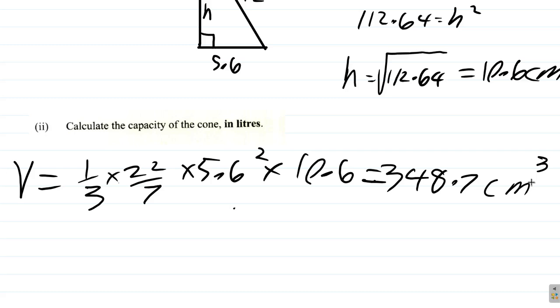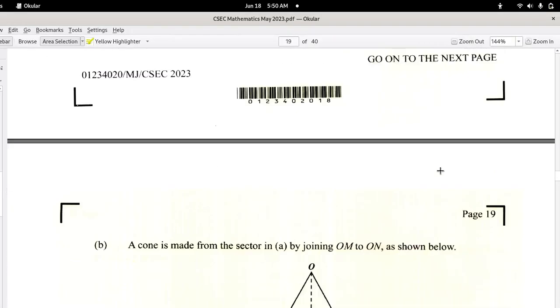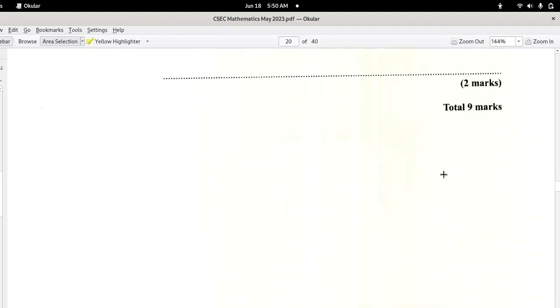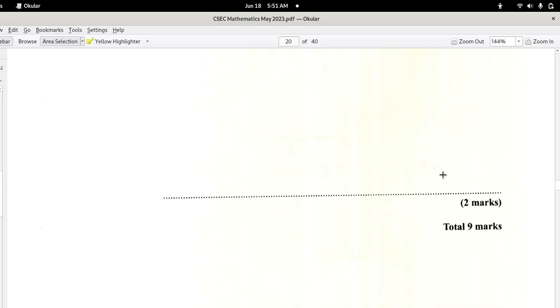Alright, so that's what you have there. What else is going on here? So after the capacity of the cone, that is it for question 6. I'll see you in the next video.